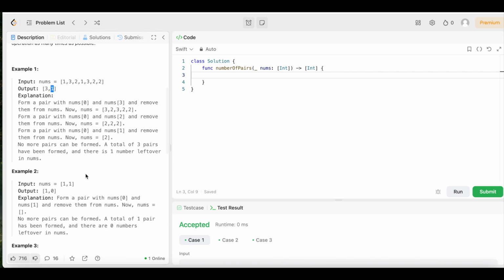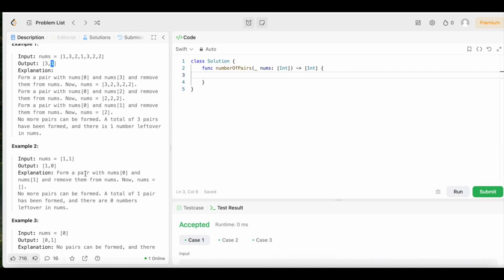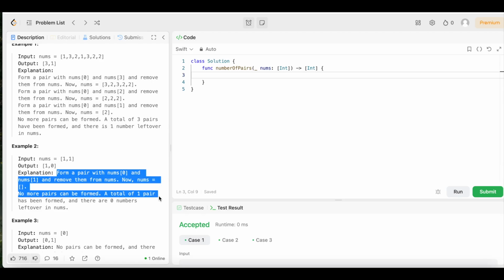So let's go ahead and take a look at example 2 just to really bring this home, make it make sense even more. So in example 2, we have the input nums equals an array of integers 1 and 1. The output is 1 and 0. Explanation says we can form a pair with nums of 0 and nums of 1 and remove them from nums. Now we have a blank array. No more pairs can be formed. A total of 1 pair was formed, and there are 0 numbers left over.